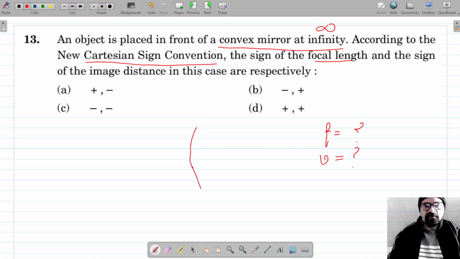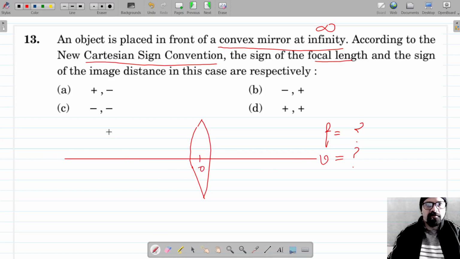Now, let's say this is the convex lens and this is the principal axis. Let this be the optical center. So the object is placed at infinity. This convex lens is also called a converging lens. This is the object that is placed at infinity, and we denote this object by AB. So this is the object distance. The distance between the optical center and the object is denoted by U.